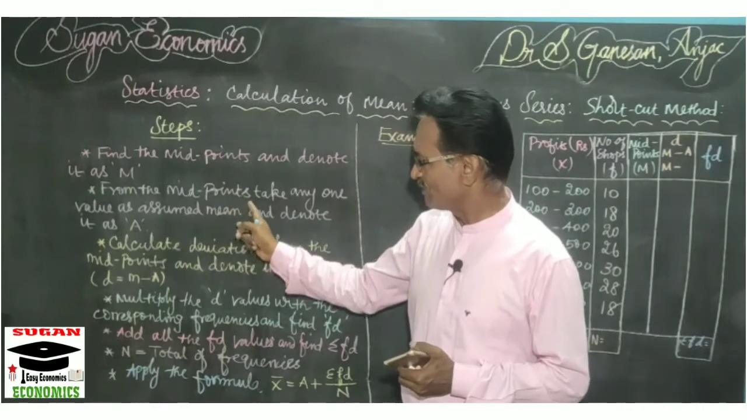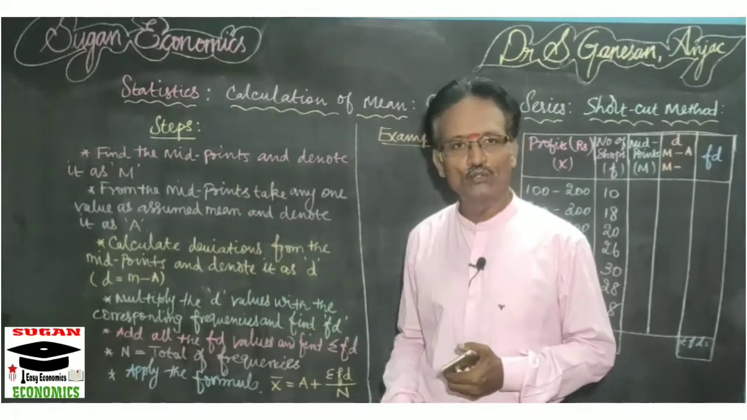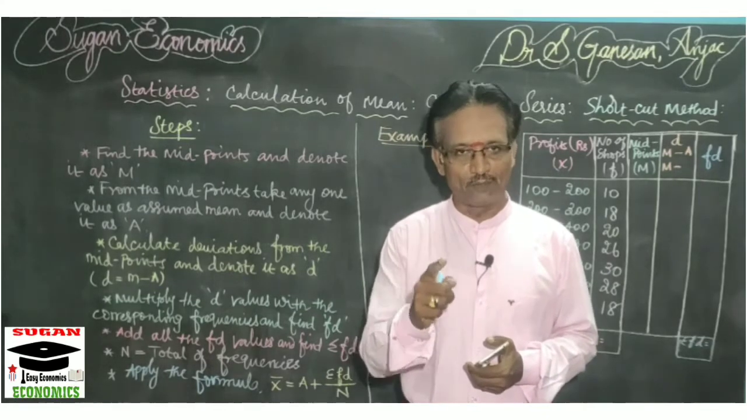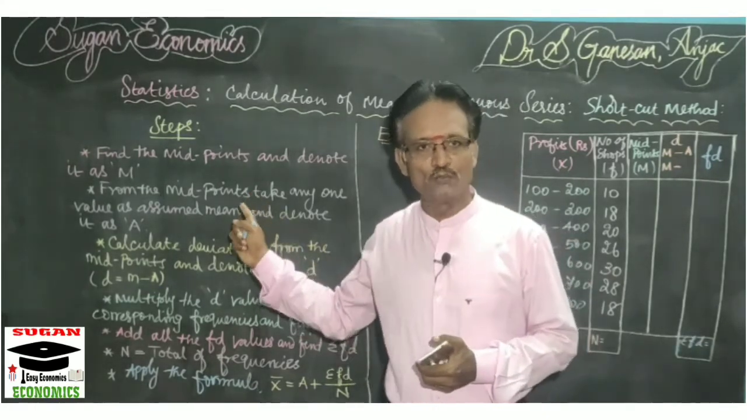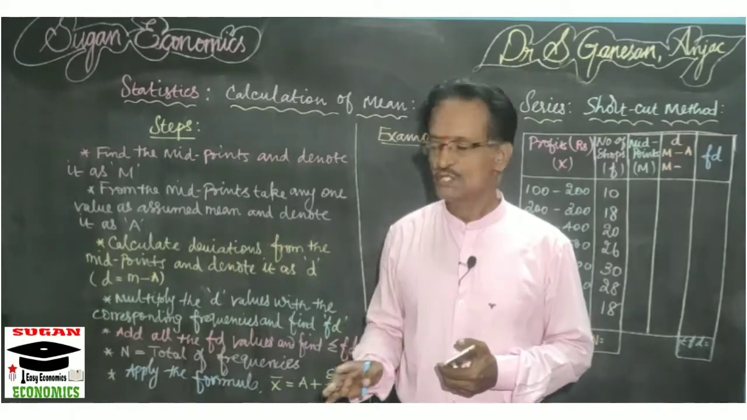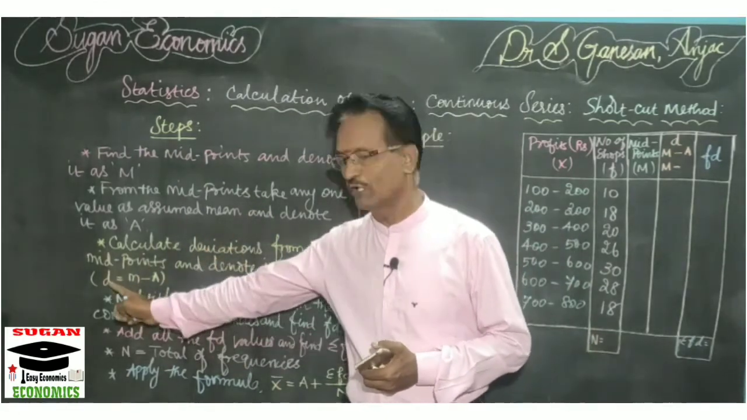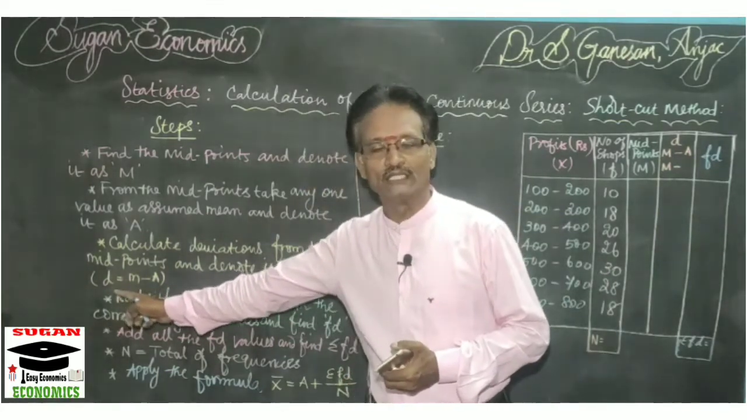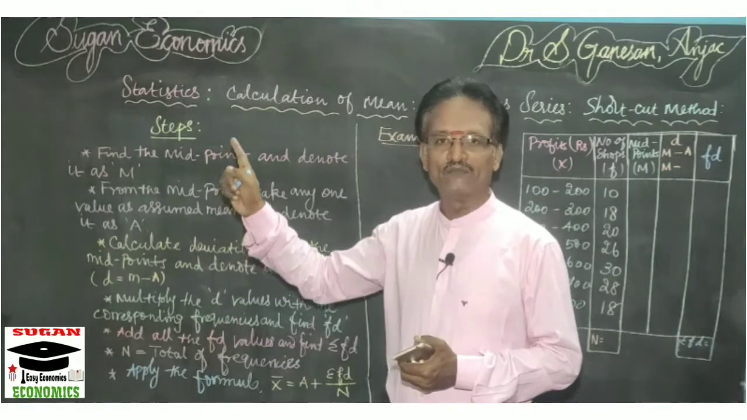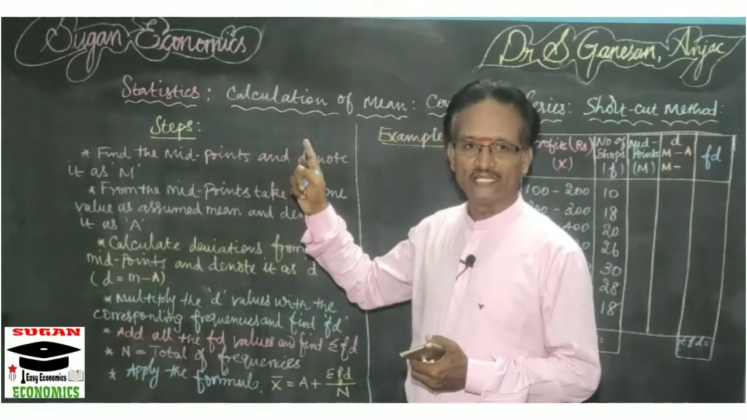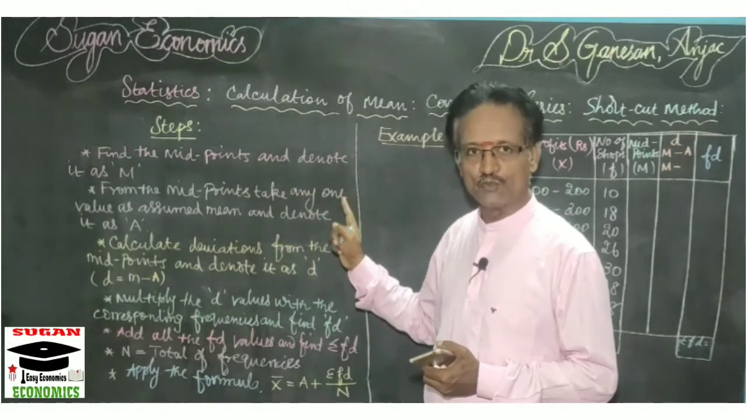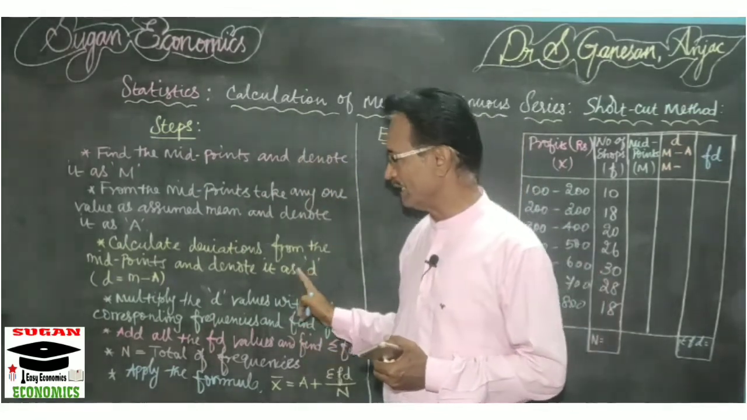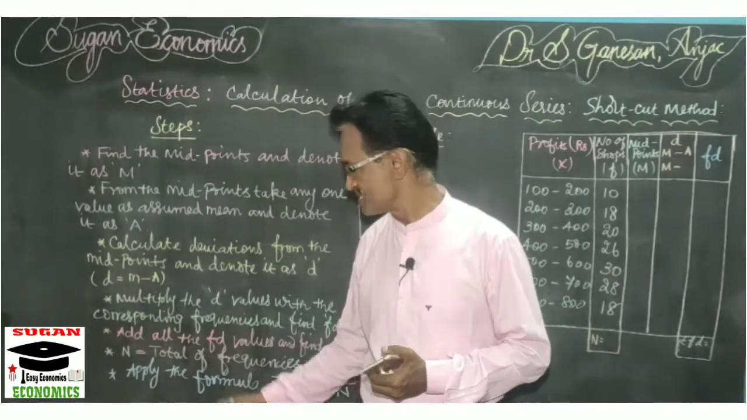So you don't take the lower end or the upper end value, you take the middle value as your assumed mean. After assigning the assumed mean, you have to calculate the deviation, the D value. From the midpoint and the assumed mean value you take the deviation, denoted by D. How can you calculate the D value? D is equal to M minus A. Take the difference between the first midpoint and the assumed mean, then the second midpoint and the assumed mean. In this manner you calculate the D values. So D is nothing but M minus A.